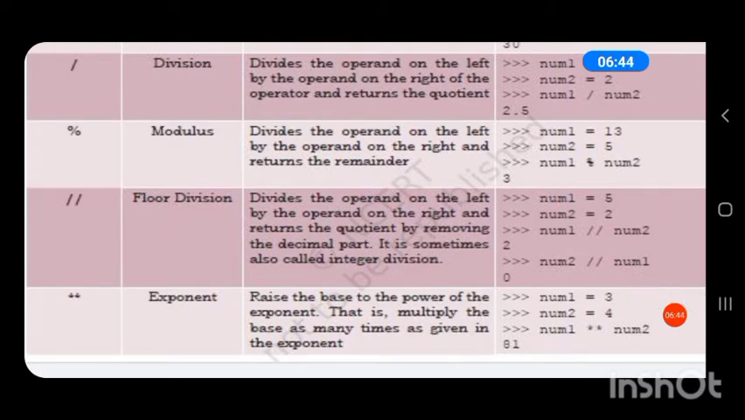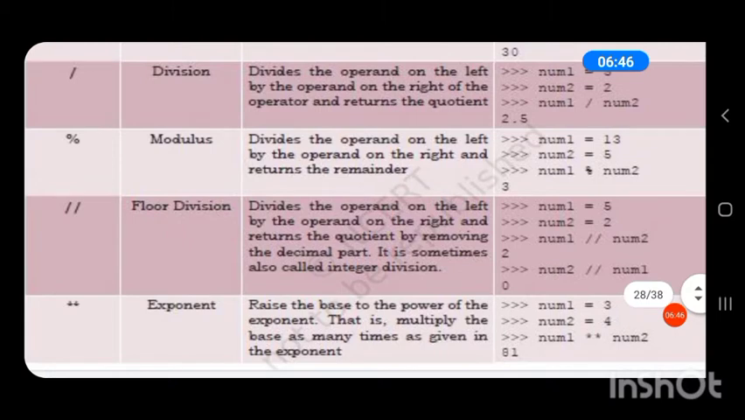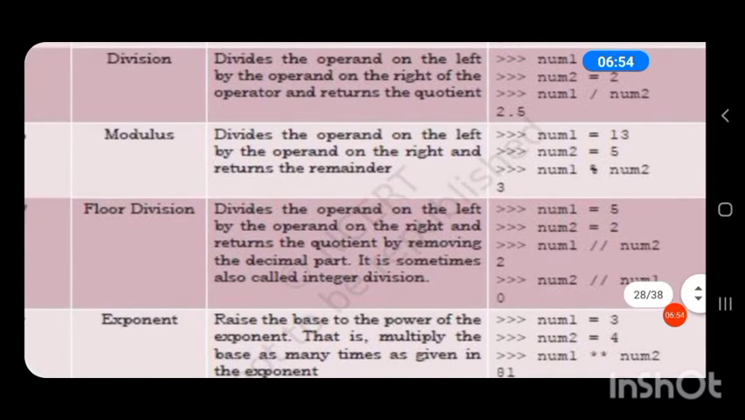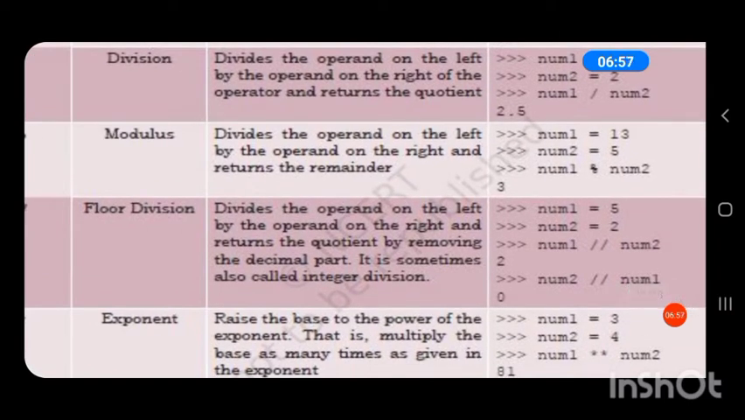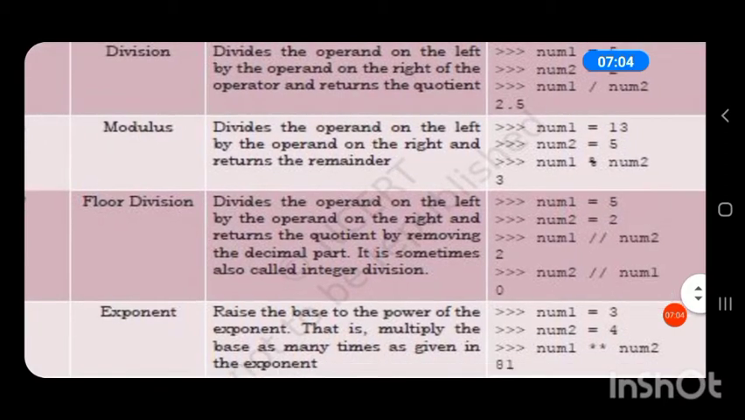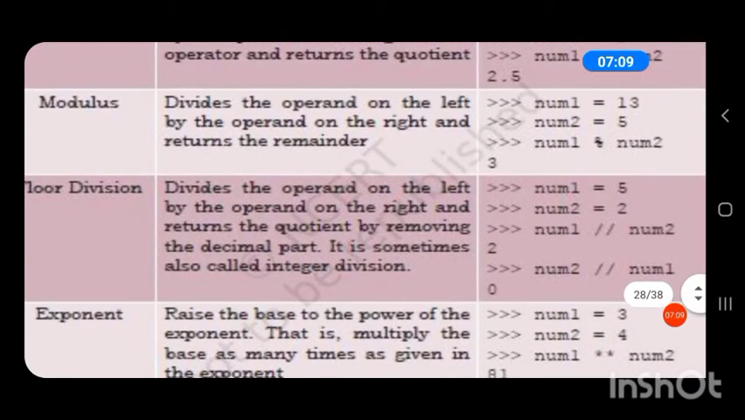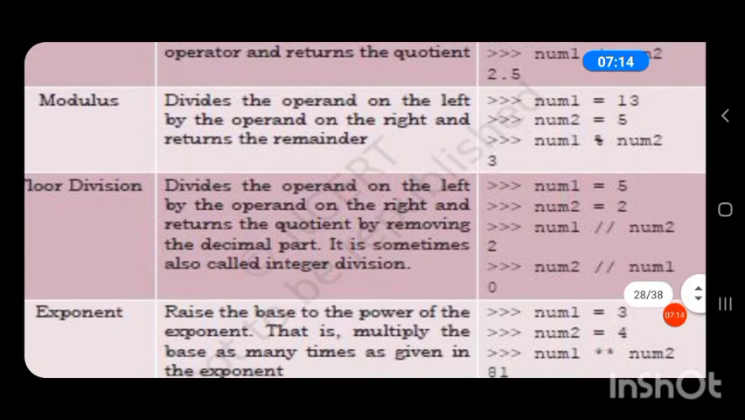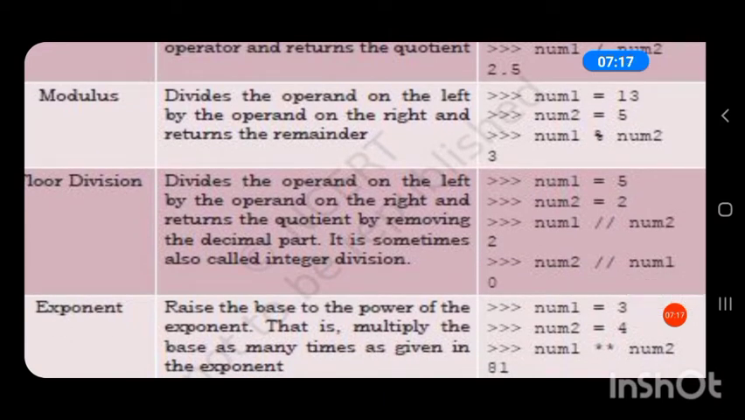Look at the example. Num1 is equal to 5, num2 equal to 2. num1 floor division num2 returns only 2, but the correct answer is 2.5. The floor division removed the decimal part. Next, num2 floor divided by num1. Num2 is 2 and num1 is 5. So you can see num2 divided by 5 is 0 point something.